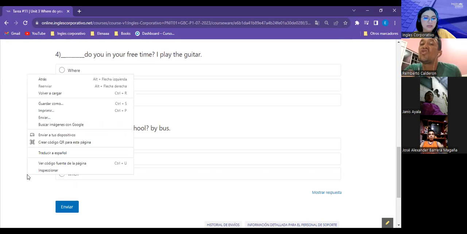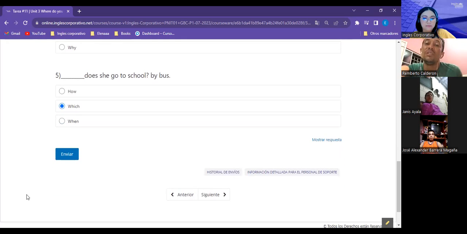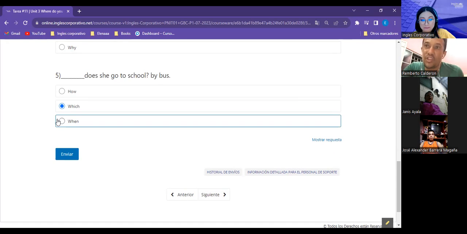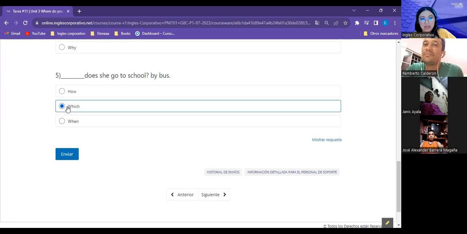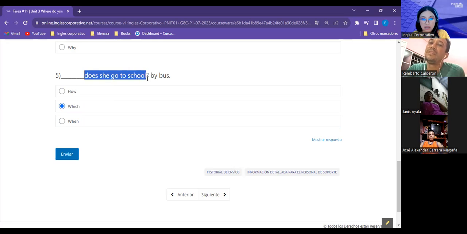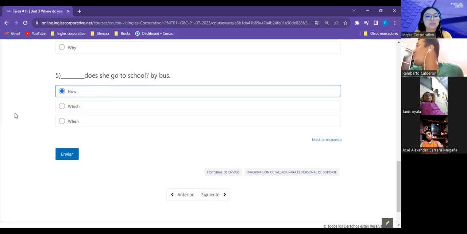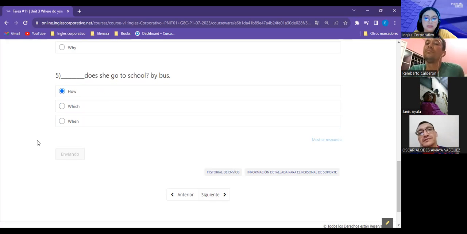Which, ¿qué piensan de which class? What do you think? Which does she go to school? Yes, which. How. Recuerden que how. Which necesitaría tener dos opciones acá. ¿Cómo vas a la escuela? ¿En carro? O en bus. Ahí sí puede ser which. Pero acá me pregunta el proceso. ¿Cómo? How does she go to school? By bus.